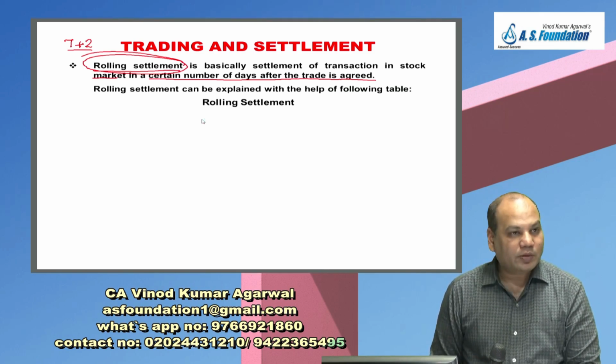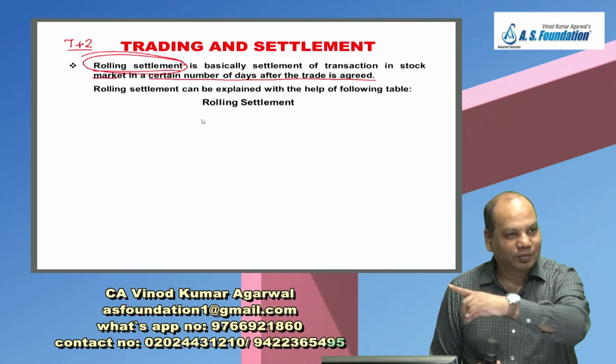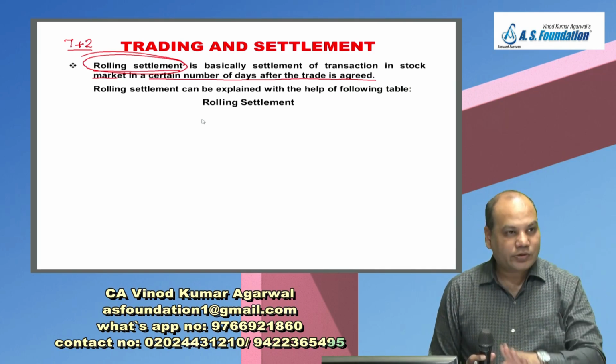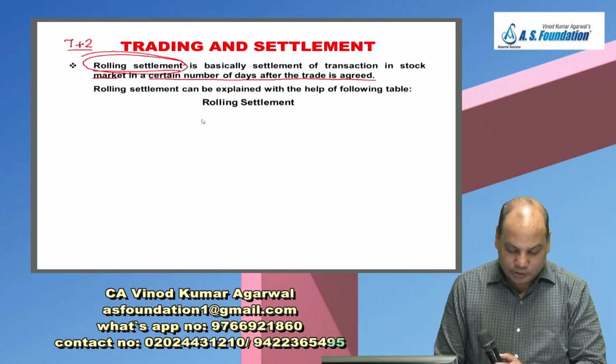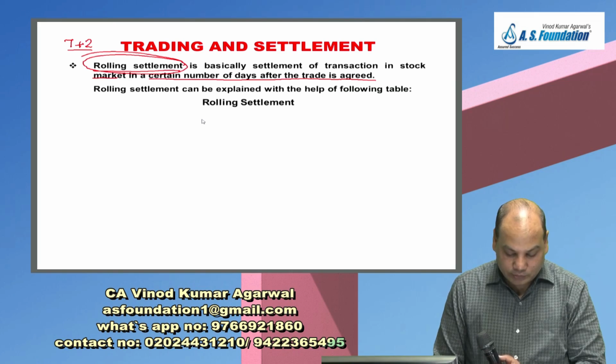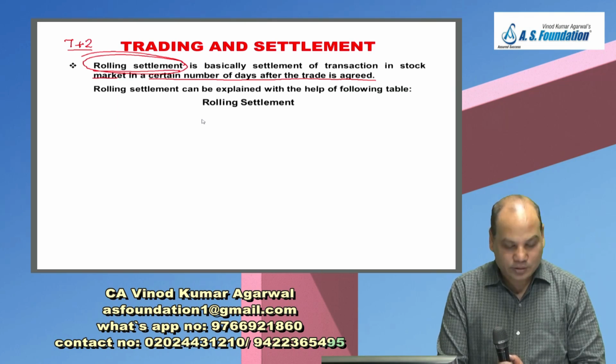This event will take place on T plus 2. Shares do not directly go to the other party's account. It is routed through NSCCL. And by what time are these activities completed? By 10:30 a.m. and by 1:30 p.m. So securities and payments, these obligations get over by 1:30 p.m. So in total it took 2 days to complete this activity.